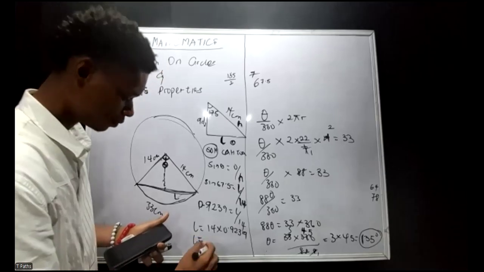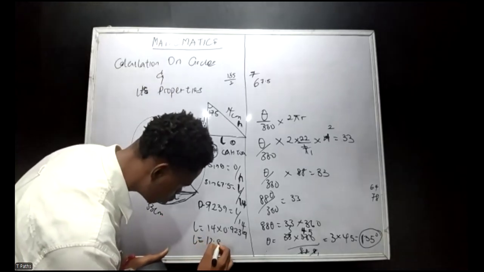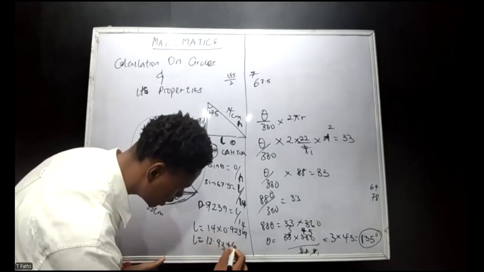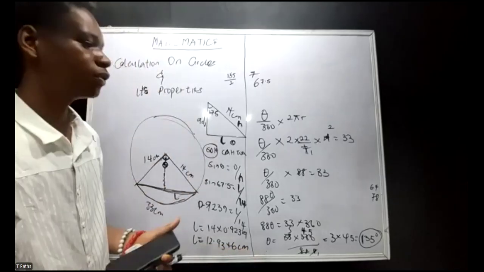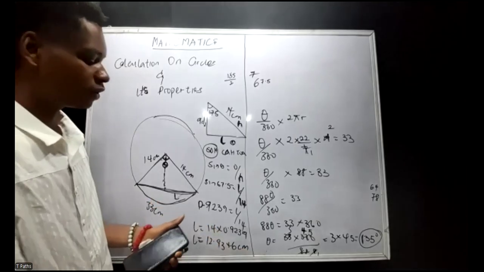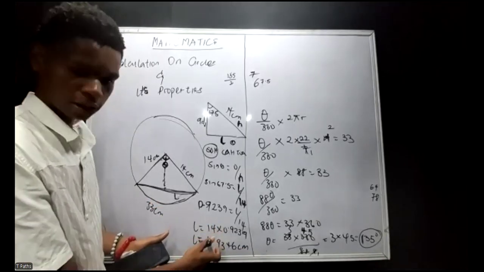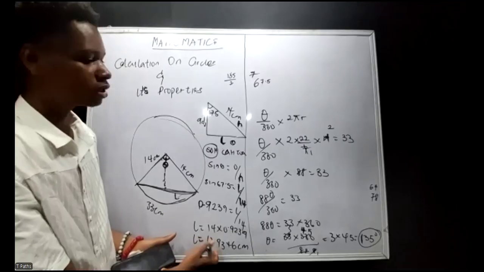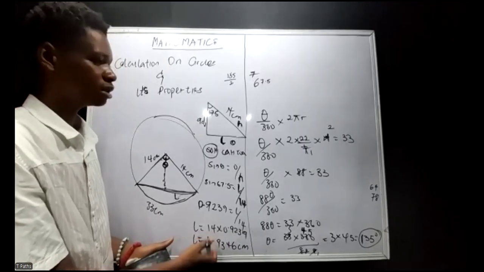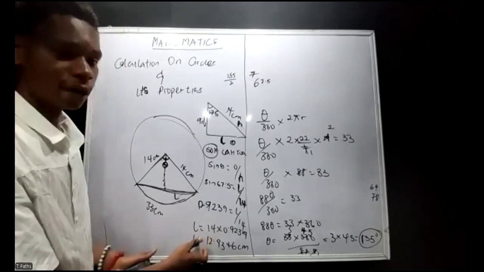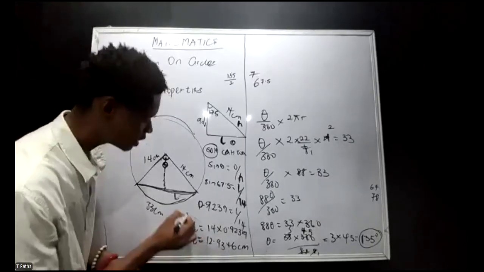So what do we have? We should have 12.9346 centimeter. So if the question is given in 3 decimal place, you can convert to 3 decimal place. If it is in 2 decimal place, you can approximate to 2 decimal place. While if it is a whole number, you can approximate to whole number regardless. So this is the value of L, but we are not done.